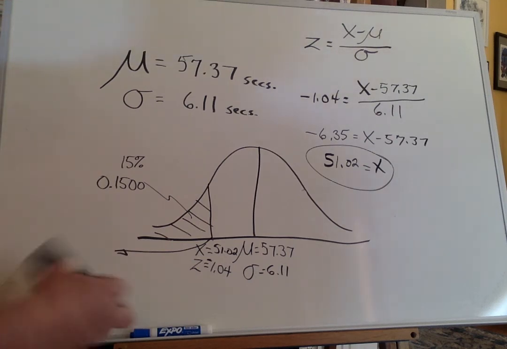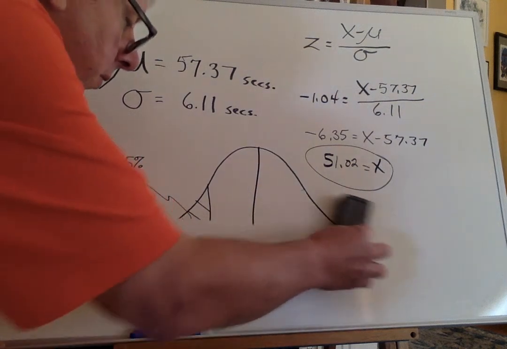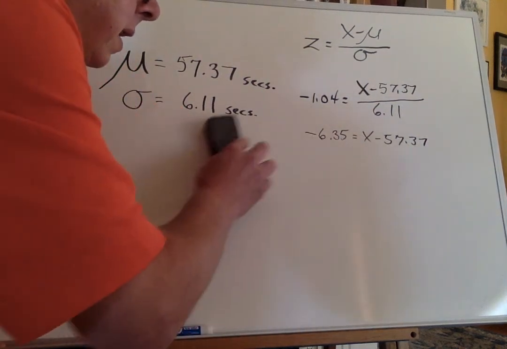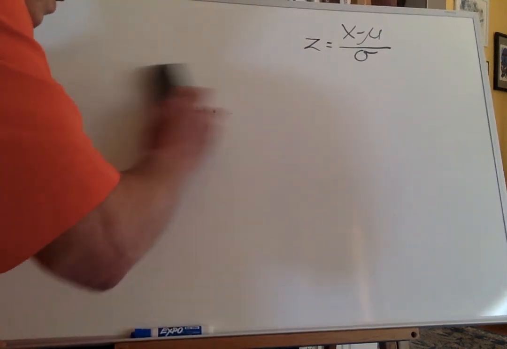Okay, so let's do maybe one or two more examples, and then we can move on from there. Okay, but this is very powerful. This is going to be setting us up for making that transition into inferential statistics.